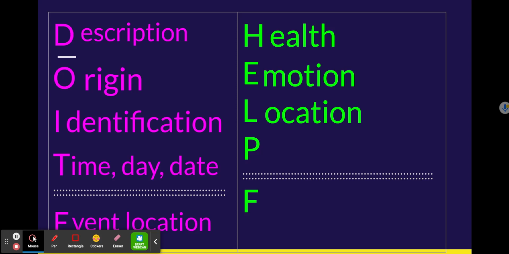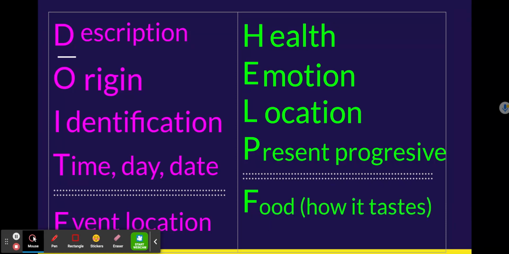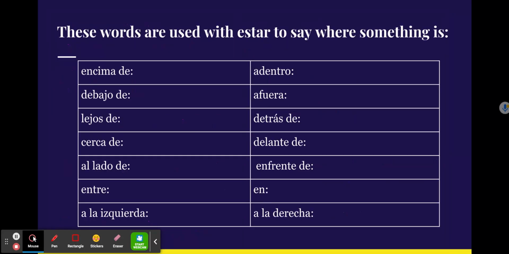The next letter is P for present progressive. This is something that we're going to talk about a little bit later in this unit. This is a verb tense that we'll talk about, but it uses a form of the verb estar with it. And the last one that doesn't really fit into the HELP acronym is F for food, how it tastes.